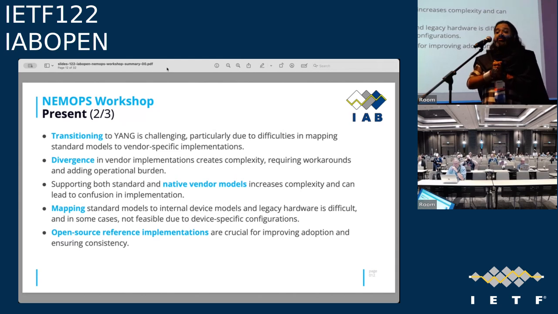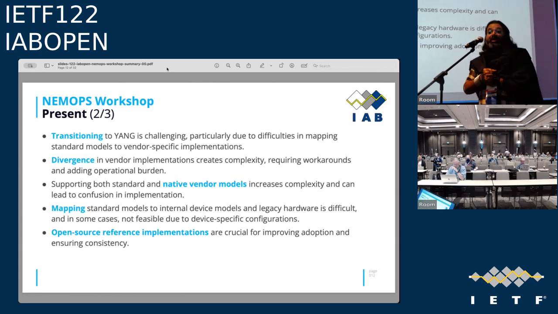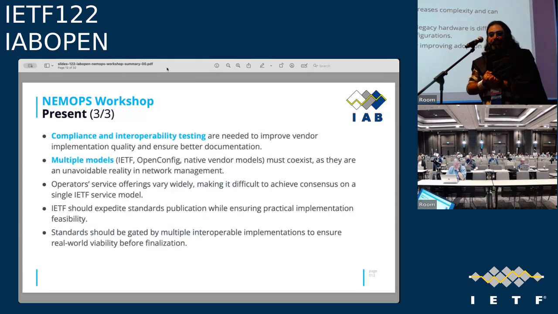There is huge divergence in what's in the standard versus what's deployed and what the vendors are doing, because vendors have their own features. There is a lot of divergence, and that's leading to a lot of complexity in the system as well. Mapping of models remains a major issue, and open source reference implementation is something that many folks identified as a key mistake. Next slide.